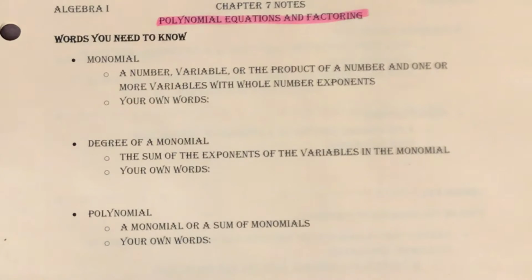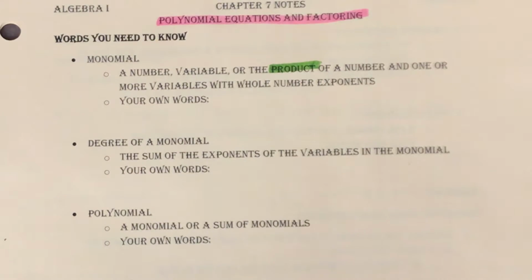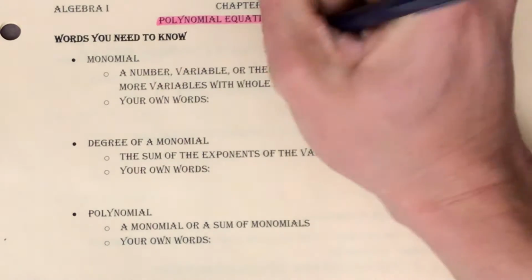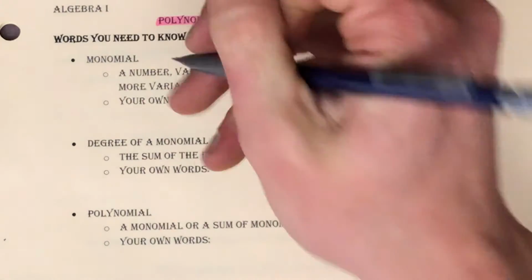A monomial is a number, variable, or the product (again meaning multiplication, because we've talked about that before) of a number and one or more variables with whole number exponents. Now that sounds kind of complicated, but let me give you some examples.